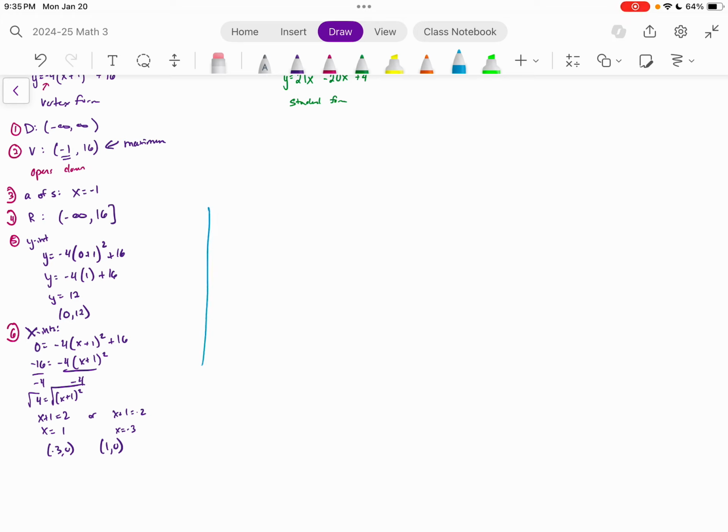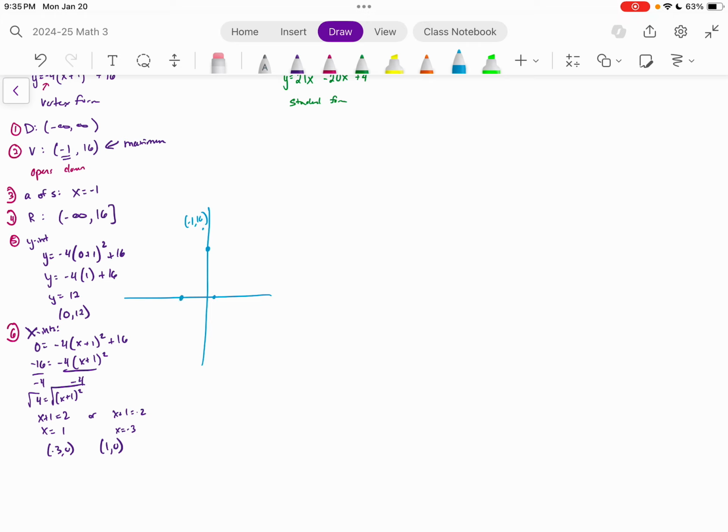If we had to quickly graph this, we could graph all the points that we just found. Maybe we're going to have a big scale here. So maybe -1, 16 is up here, right? -1, 16. 0, 12 might be somewhere like this. 1, 0, and 0, -3, right?